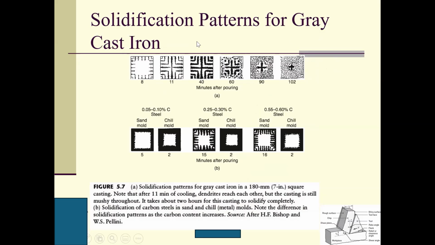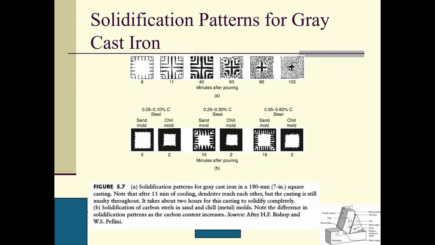For the green cast iron, we have different patterns here. So here is this one, at one minute. The same thing, okay? So 8 minutes, 11. Here is 102 minutes after you pour. This is the molten material inside the mold. So what will happen? You see, it goes this way. Suppose this is solid. This is the mold.